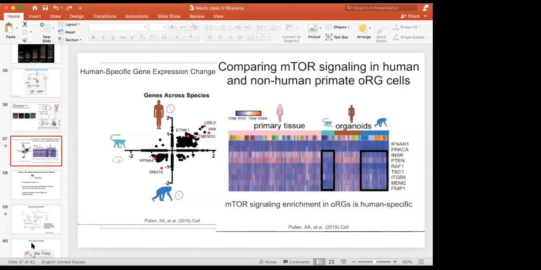Okay. Did you guys hear me talk about the mTOR signaling and how it is different? It's not present, it's highly enriched in the human specific system?